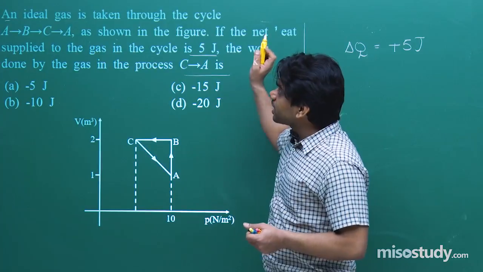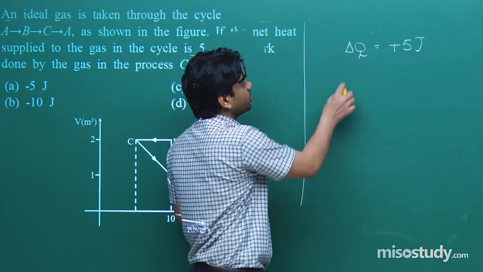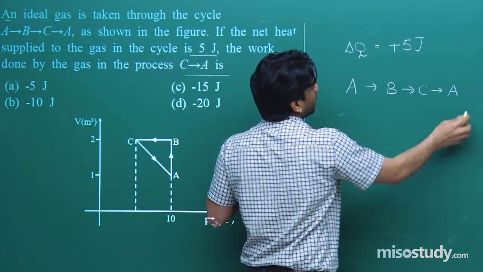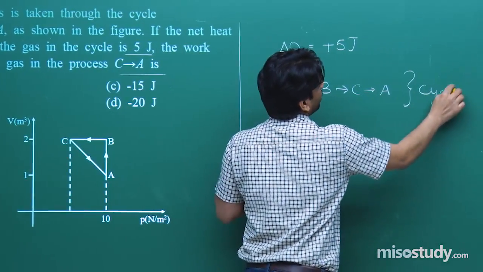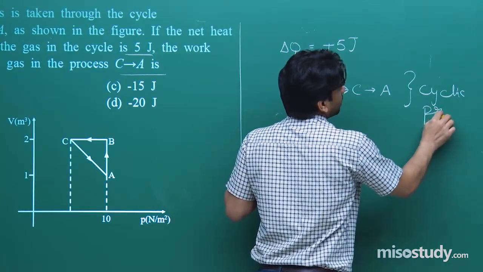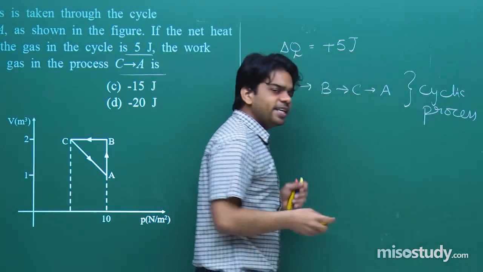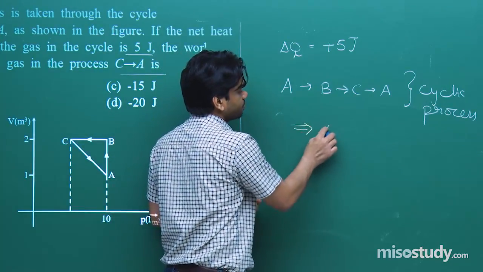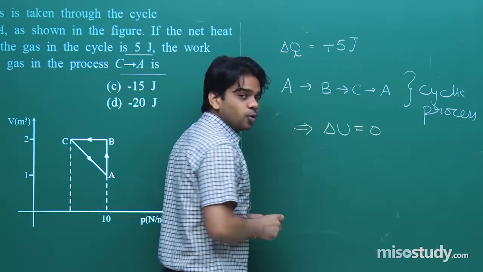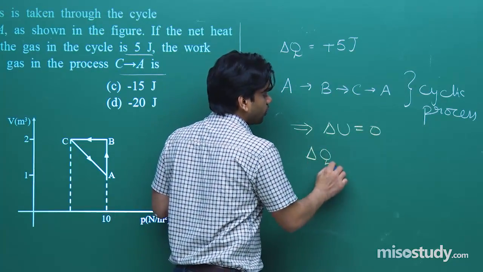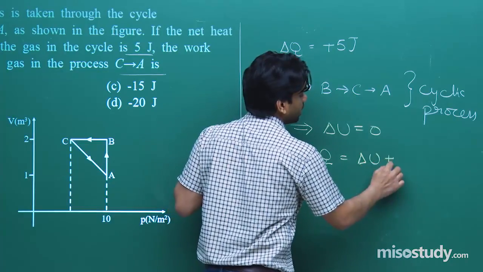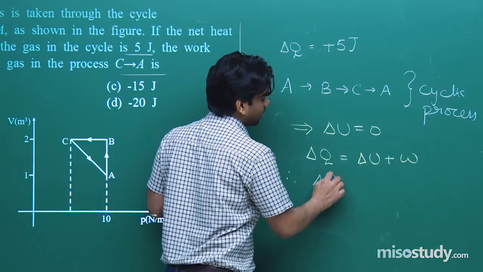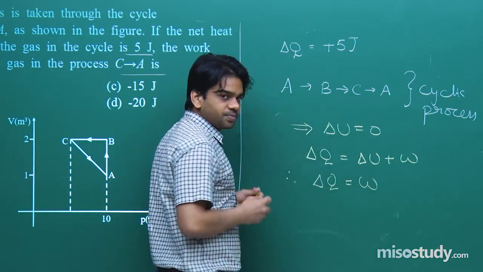Since the process is a cyclic process, A to B to C to A, it's a cyclic process. What does that entail for us? Delta U will be 0. If delta U is 0, we know from the first law of thermodynamics that delta Q is equal to delta U plus W. Therefore, as delta U is 0, delta Q will come out to be the work done.